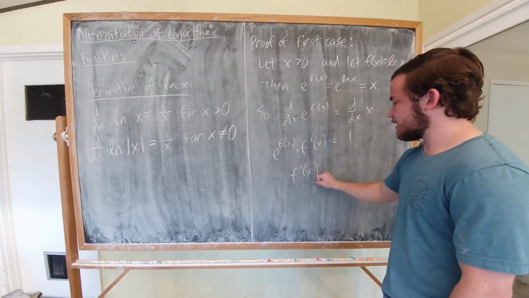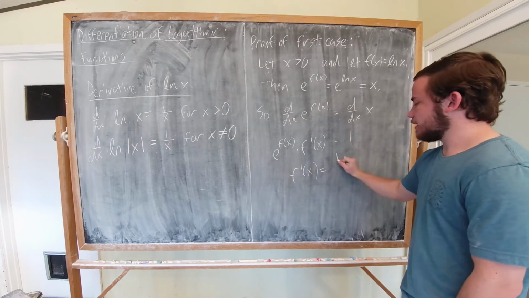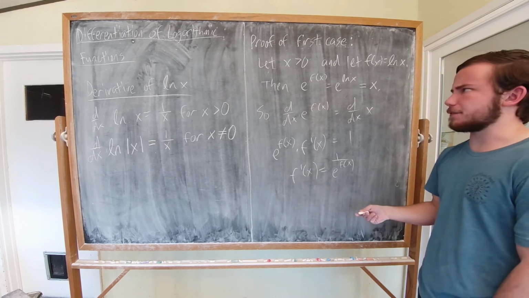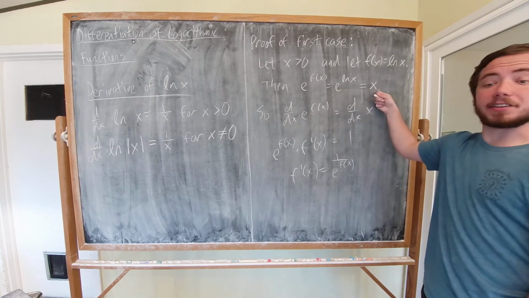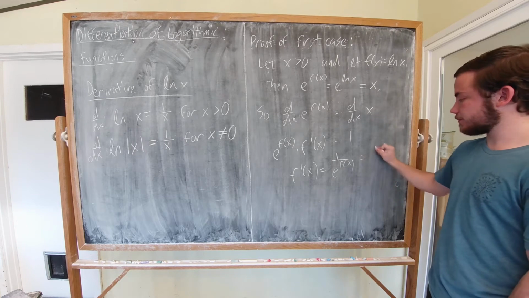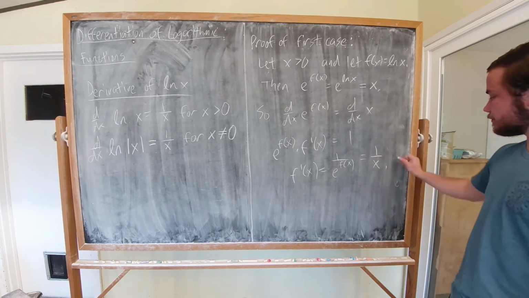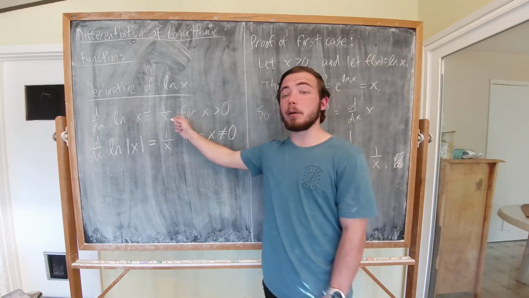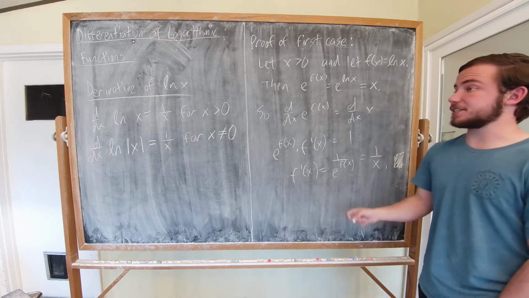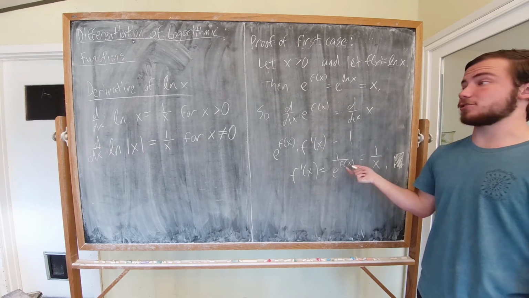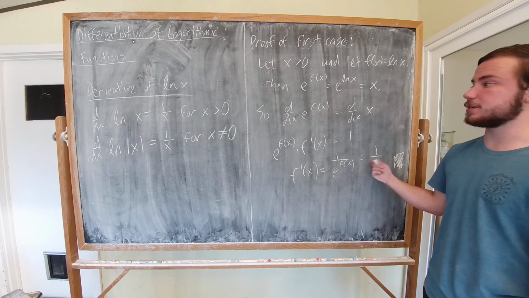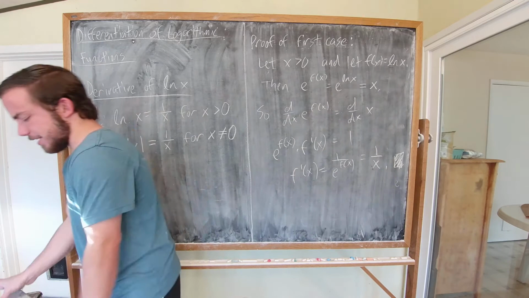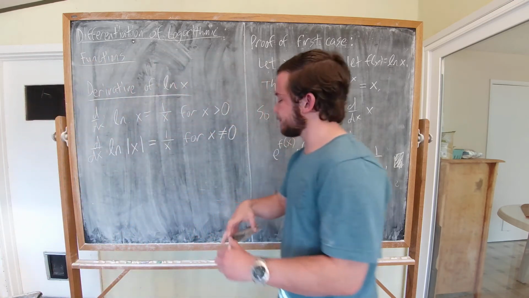F prime of x is now 1 divided by e to the f of x. But what was e to the f of x? It was x all along. And so now we've proved exactly what we set out to. For all positive x, the derivative of the natural log of x is 1 divided by x. Fancy. I won't make you guys have to know that, but I think it's valuable to see.